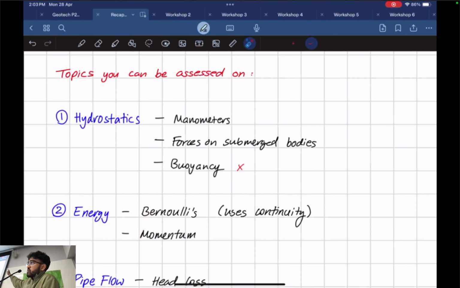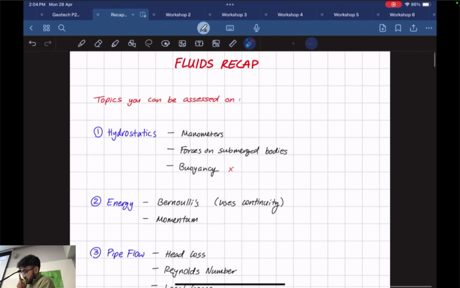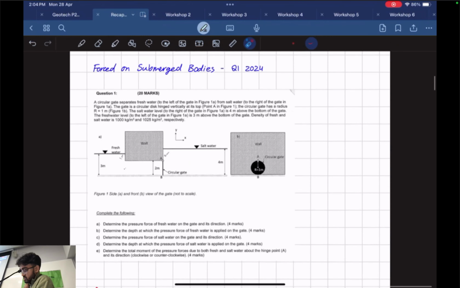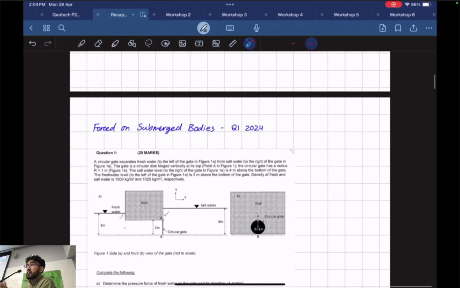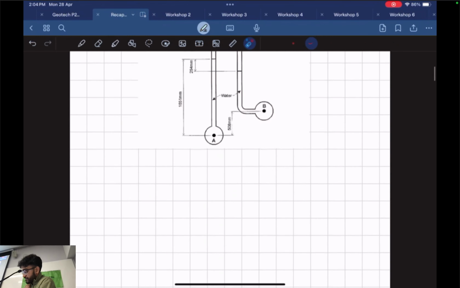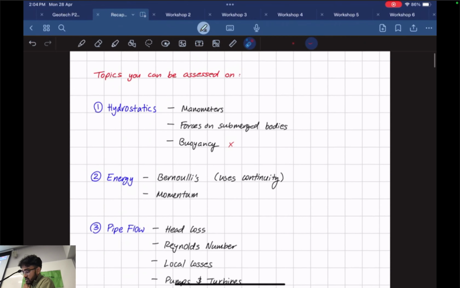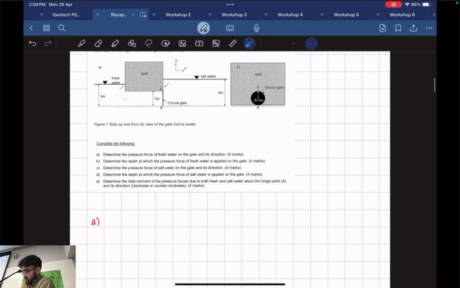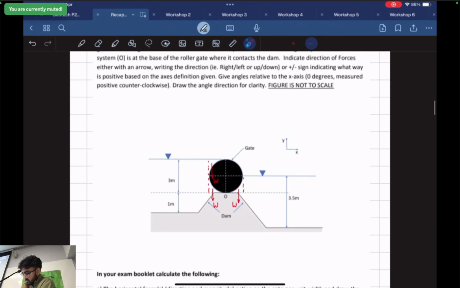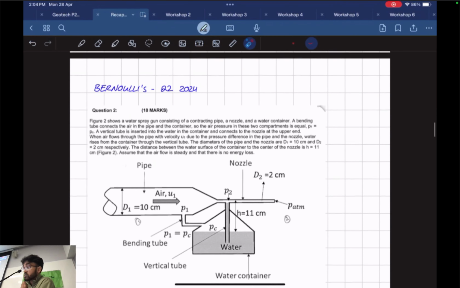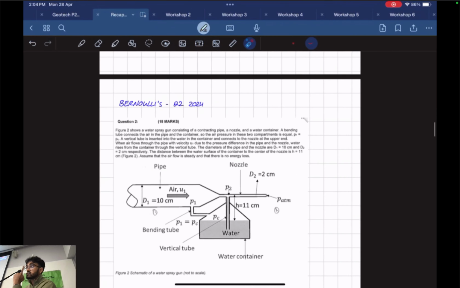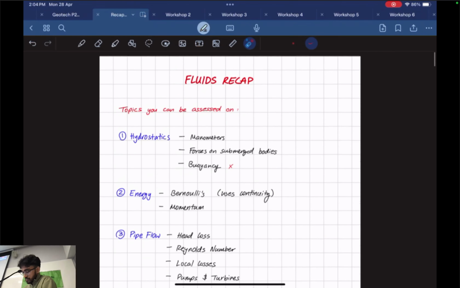So how this workshop's going to run is that I'm going to go through a bit of content for one of the topics, hydrostatics. Then I'm going to go through 1 or 2 questions. These are all past paper questions. Then I'll go through energy after that, then go through another question over here. And I'm just going to repeat that throughout the whole workshop.